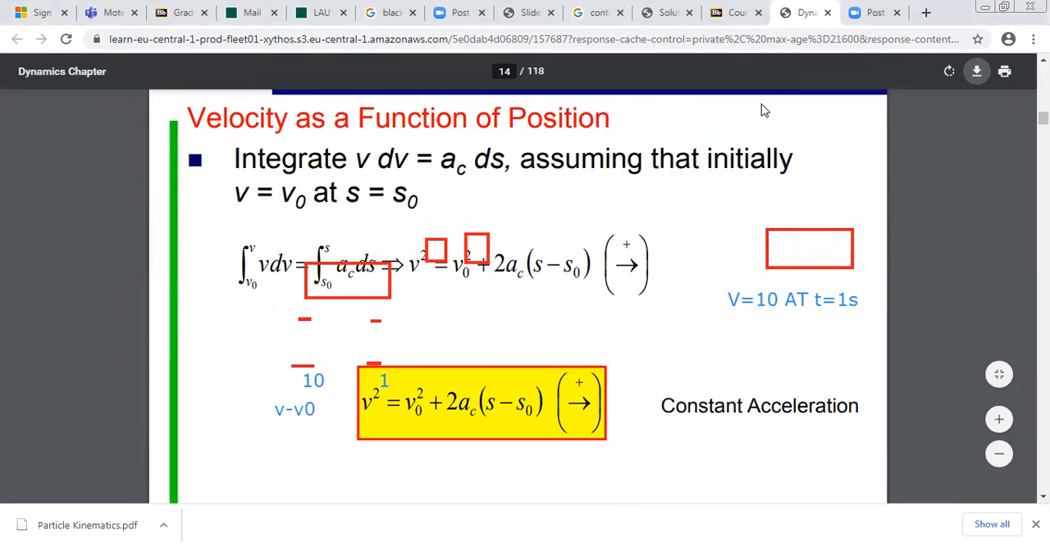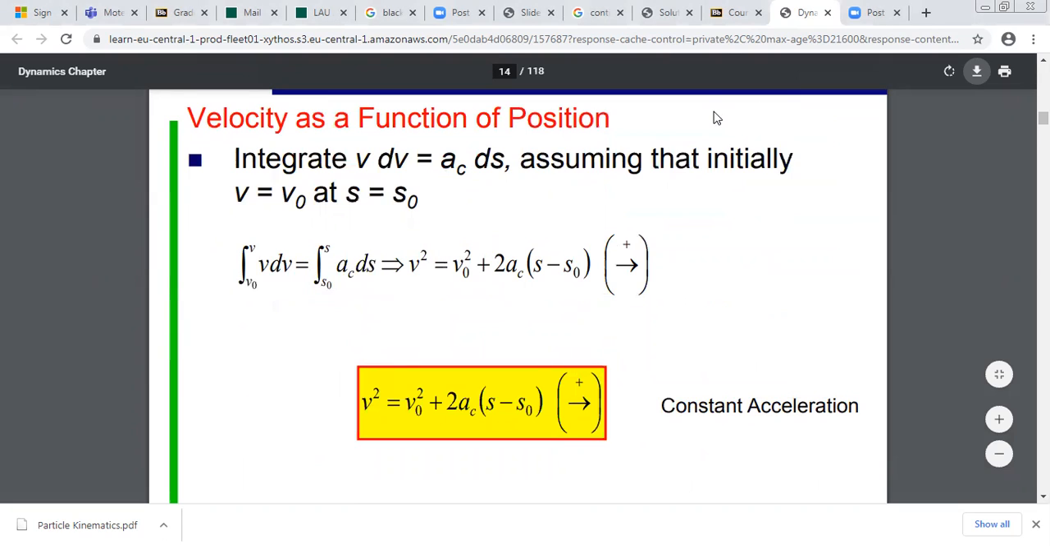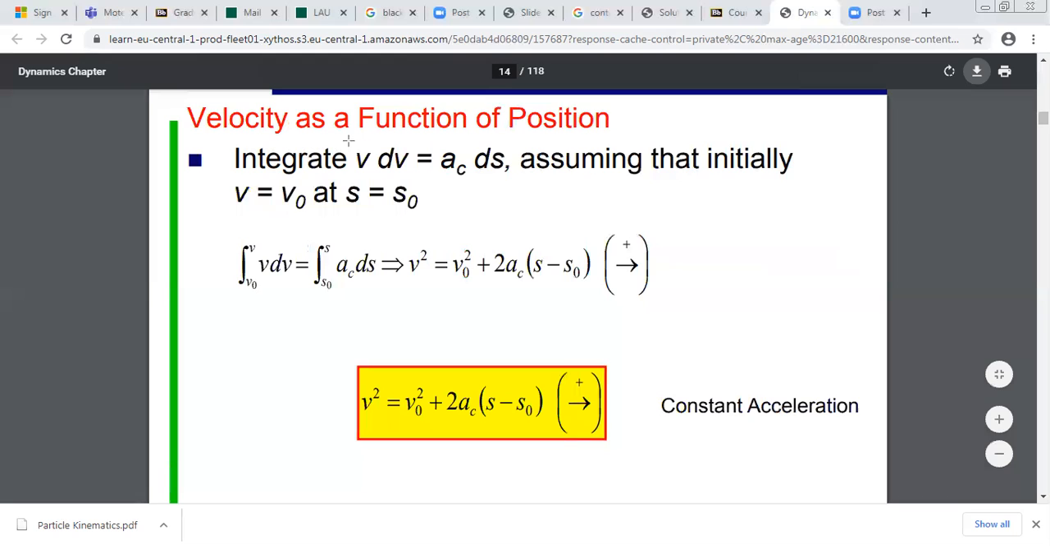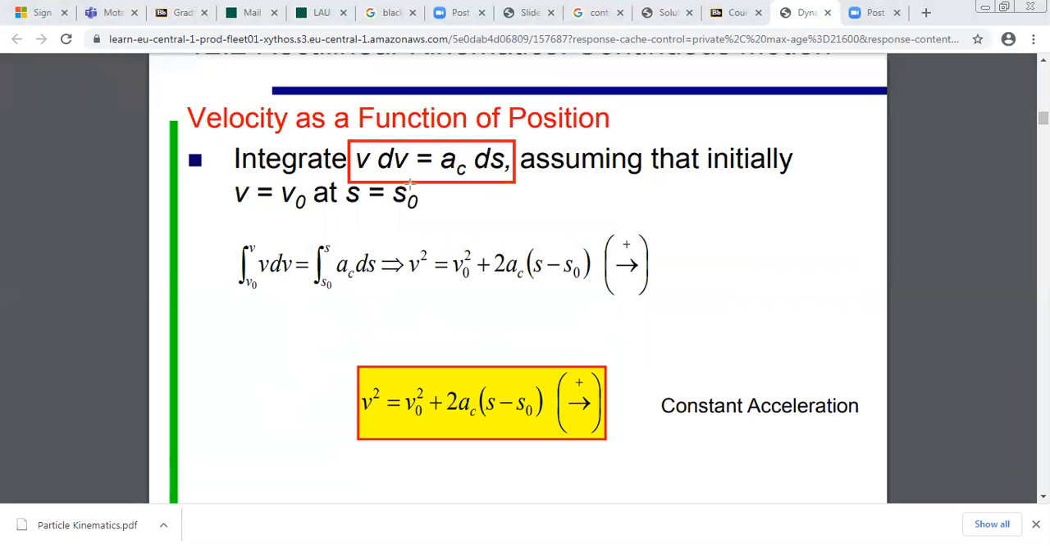Now, another relation for constant acceleration. If I want to find a relation that is independent of time, I will use the relation that is independent of time, which is v dv equals a ds. And the boundary conditions are for v equal v0, s equals s0. Okay? So now I integrate v dv between v0 and v, and I integrate a ds between s0 and s.